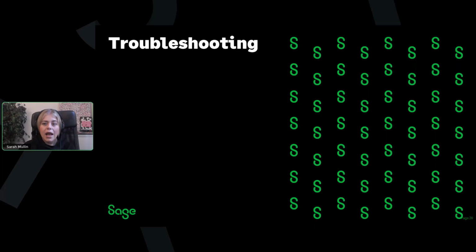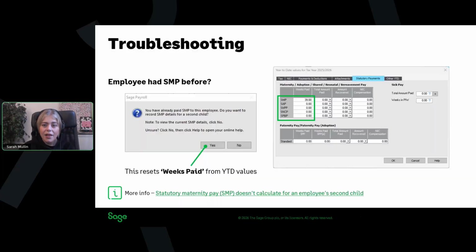So to wrap things up, I do want to finish off by running through some top troubleshooting tips that we have if you do run into any problems. So a very common one for SMP is if it is their second child. So it may well be that they've had SMP before. If they have, and you use the quick SMP option through links, you will see that message on the left-hand side. However, you do want to be a little bit cautious about this message.